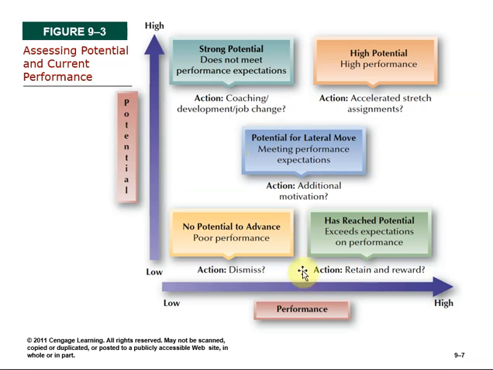Then you have those that are in the middle. So their performance is average or potential is average. They would be people that you may want to consider for a lateral move. They're basically just meeting expectations. They're not doing anything above and beyond. They're not particularly special in either dimension. They're really just average. So you can try to think about ways to increase motivation for them to get them to move to either higher potential or higher performance.